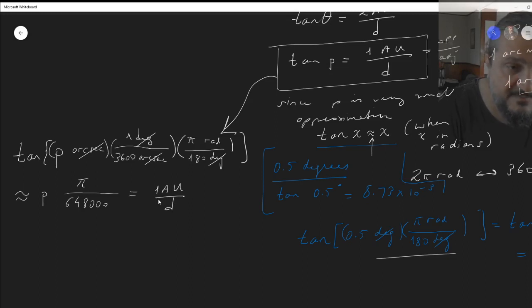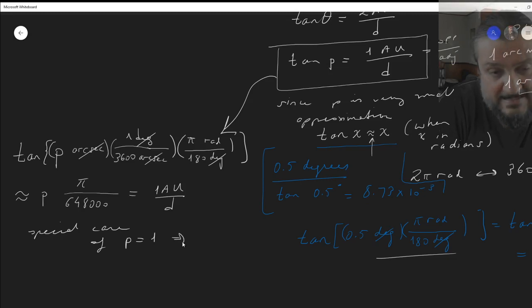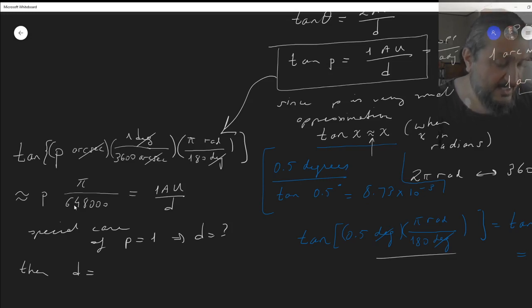So, let's think of a special case of P equal to 1. So we're talking about a parallax shift of 1 arc second, all right? Then what is D? And that's the definition of a parsec. Then D would be equal to just a solution of this equation, right? That would be 1 AU times 648,000 divided by pi. So take this number and divide it by pi. You get 206,264.8 AU. That's 1 parsec, okay?